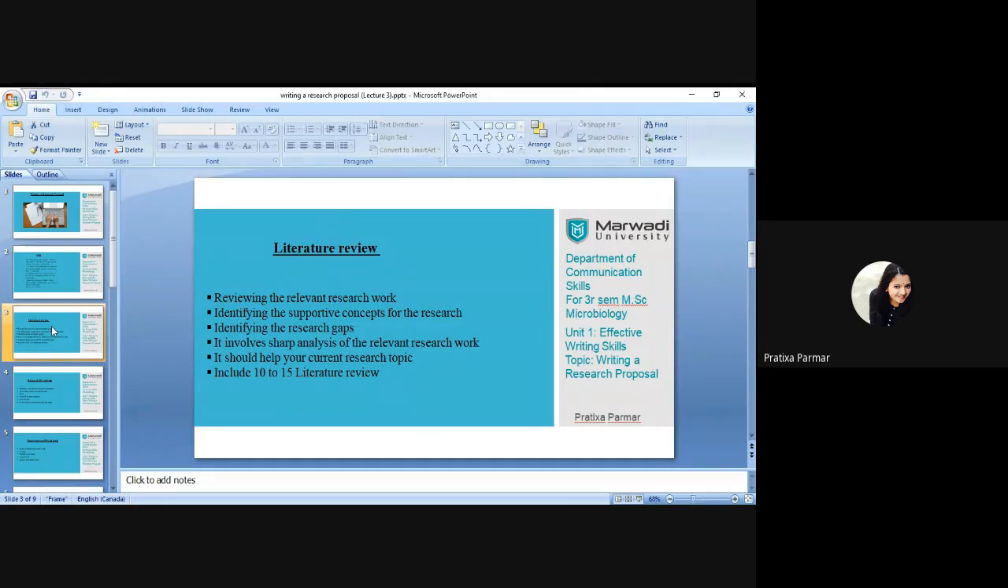Okay, let's discuss these points one by one. What exactly we mean by literature review and how we should do that. Whenever it is about literature review, you should be able to review it, keeping in mind the relevant research work. Let's say you are doing a research work on food microbiology, but you are reviewing the research work of medicine microbiology, then this is not going to help. So your literature review should be relevant to the area of research that you have identified. I hope this is clear to all.